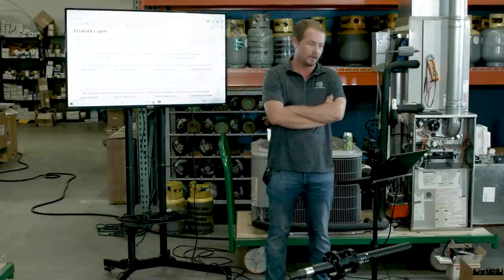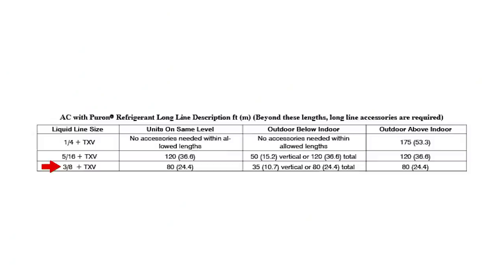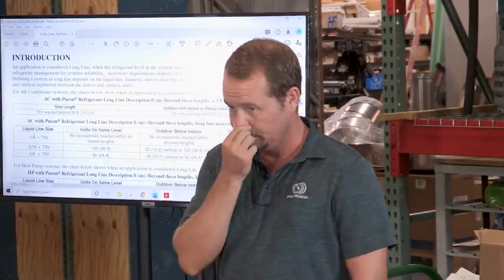And so it's not just a single number. Right? This is the point. So for our typical applications, 3/8 liquid line and a TXV is going to be standard. If the units are on the same level, 80 feet and longer is going to be considered long line. If the outdoor is below the indoor, 35 feet. If the outdoor is above the indoor, 80 feet. Now, why is it worse when the outdoor is below the indoor? Why is the problem more pronounced when the outdoor is below the indoor?